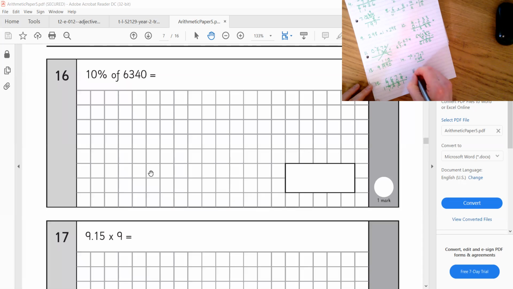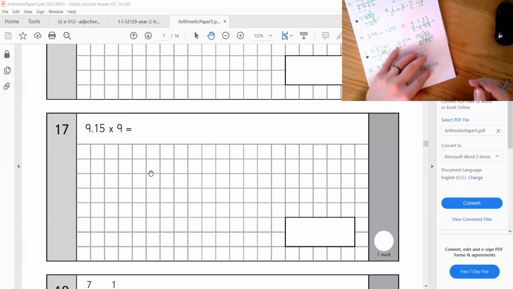Number 16, 10% of something. So I'm dividing something by 10. 6,340. And then if I'm finding 10%, I'm dividing something by 10. So if I divided that by 10, well, then it's the same as timesing by 10 instead of getting bigger and getting smaller. So then all my digits would move 1 place to the right this time. And I would then end up with 634.0 or just 634. So 10% equals 634.